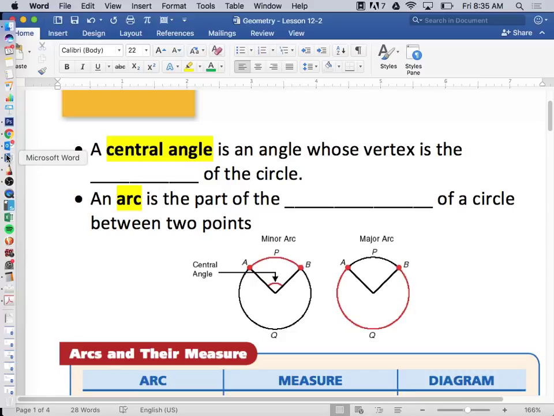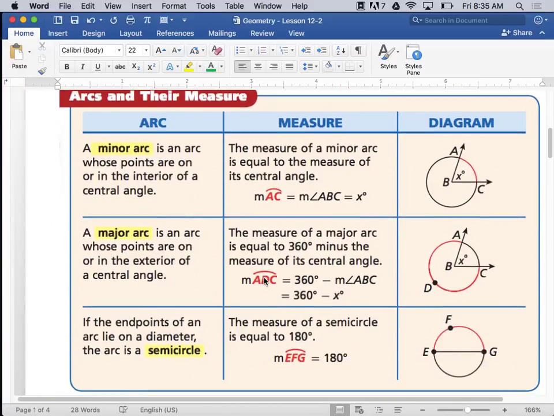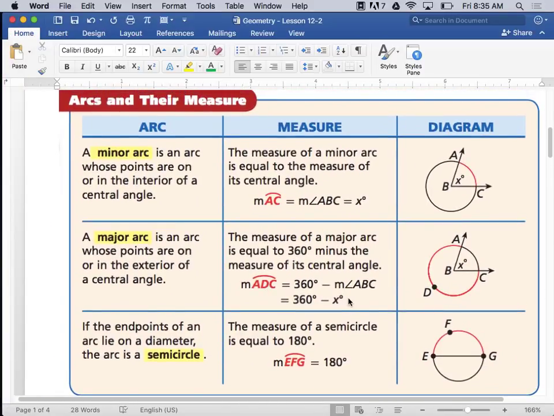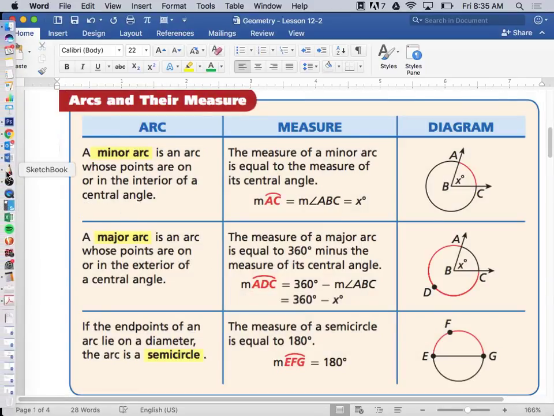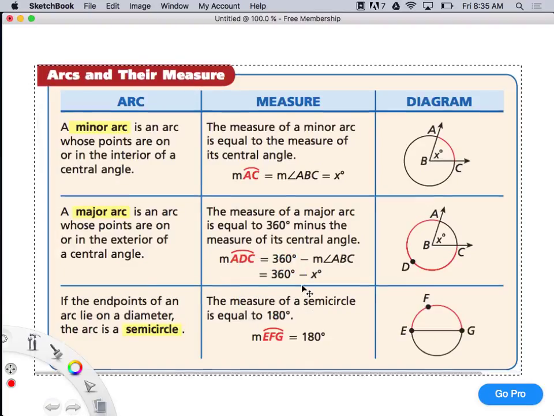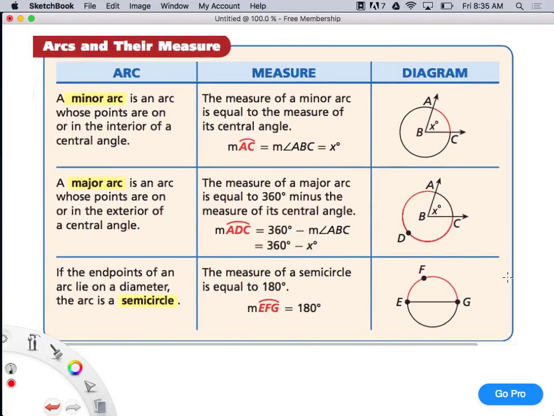Now moving forward. Let's learn about arcs and their measure. A minor arc is an arc whose points are on the interior of a central angle. You see that? Minor arc. The measure of a minor arc is equal to the measure of the central angle. We measure arcs in degrees.